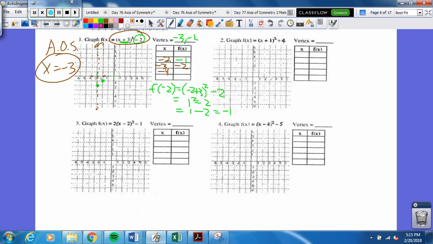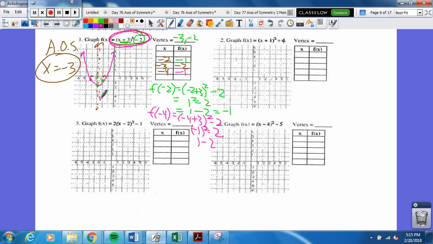So here's negative 4. So f of negative 4, let's see what we get. So I'm plugging in here. That's negative 4 plus 3, squared, minus 2. Negative 1 squared minus 2. So negative 1 squared is 1, minus 2, which is negative 1 also. Okay. So negative 1 also. Boom. Got it. Make sure it's symmetrical about the axis of symmetry. There you go. And that's a good sketch. I have 3 points ready to go.